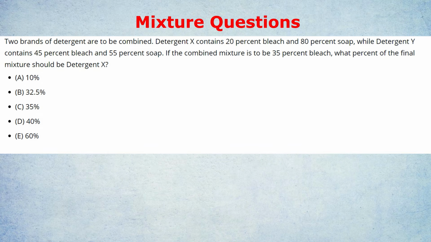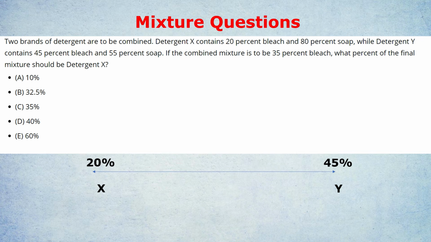Okay, so we're focused on bleach. We've got detergent X being 20% bleach and detergent Y being 45% bleach. What do we do? This is the method. You draw essentially a number line or just a horizontal line on the page. On the left, you put the smaller amount. That was 20% bleach, detergent X. On the right, you put the higher amount. That was detergent Y, 45% bleach.